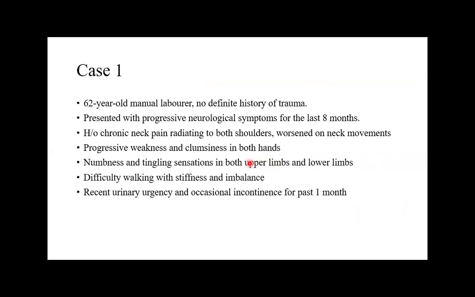A 62-year-old manual laborer with no definite history of trauma presented with progressive neurological symptoms for the last 8 months. History of chronic neck pain radiating to both shoulders, worsened on neck movement, with progressive weakness and clumsiness in both hands, numbness and tingling sensation in both upper limb and lower limb, and difficulty in walking with stiffness and imbalance, with a recent history of urinary urgency and occasional incontinence for the past 1 month.